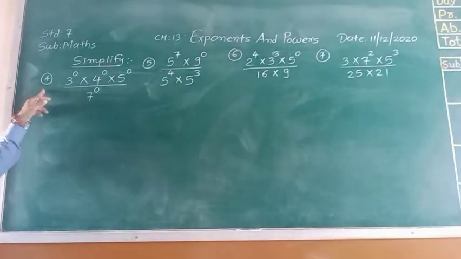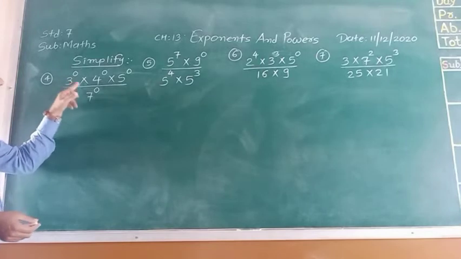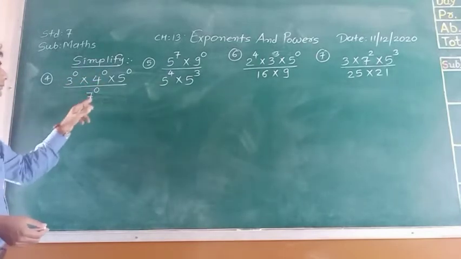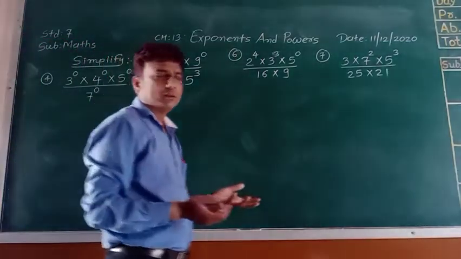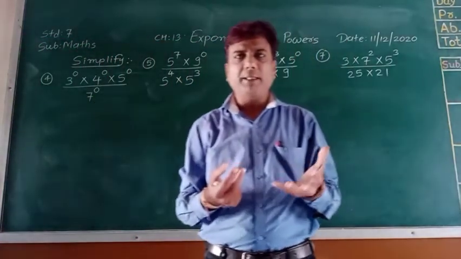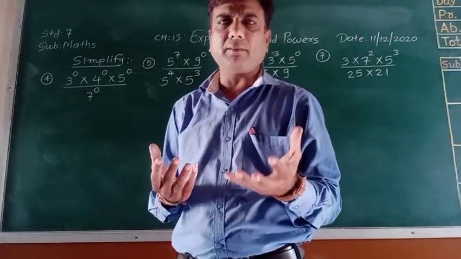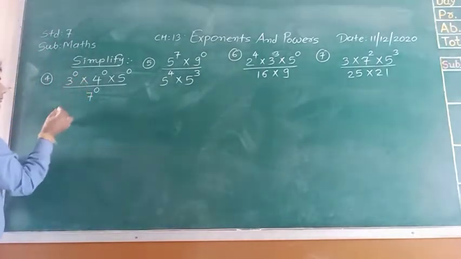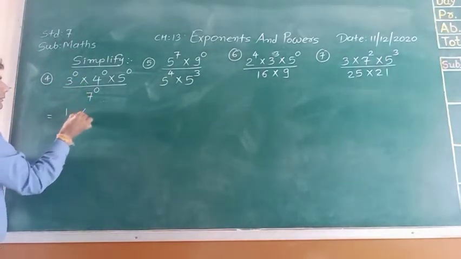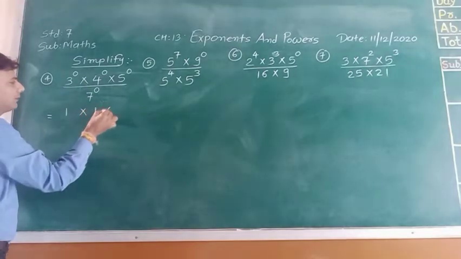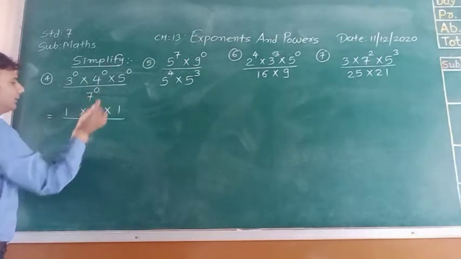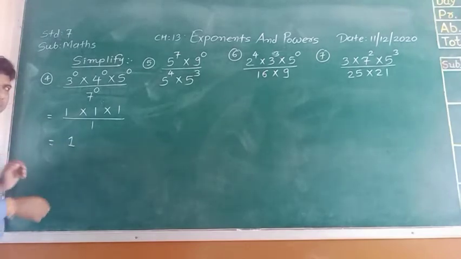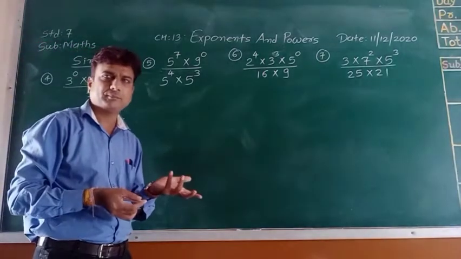Now in fourth number, sir, 3 raised to 0 multiply 4 raised to 0 multiply 5 raised to 0 upon 7 raised to 0. Students, obviously we know any base with power 0 gives our answer as always 1. So here 3 raised to 0 is 1, this is 0 power 1, this 0 power 1, this 0 power 1. So 1 1 1 1 1. So our final answer is very easy, sir.